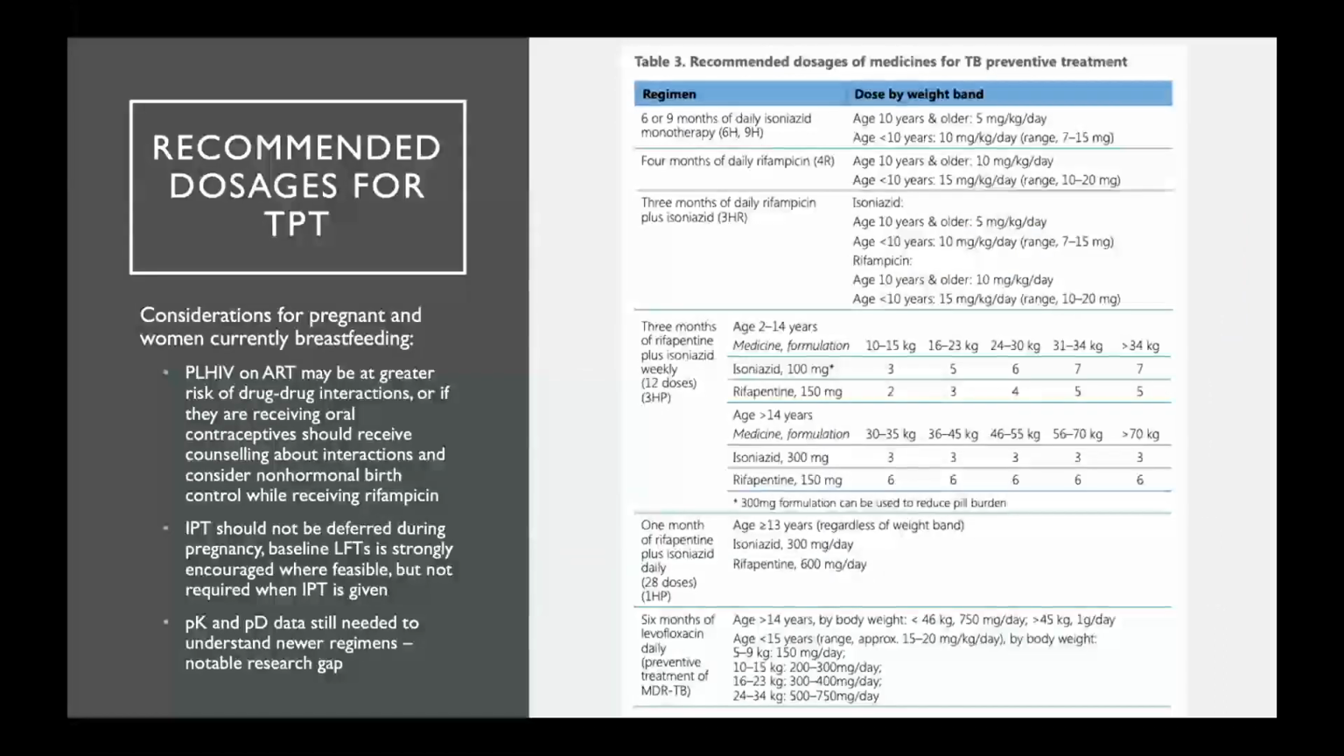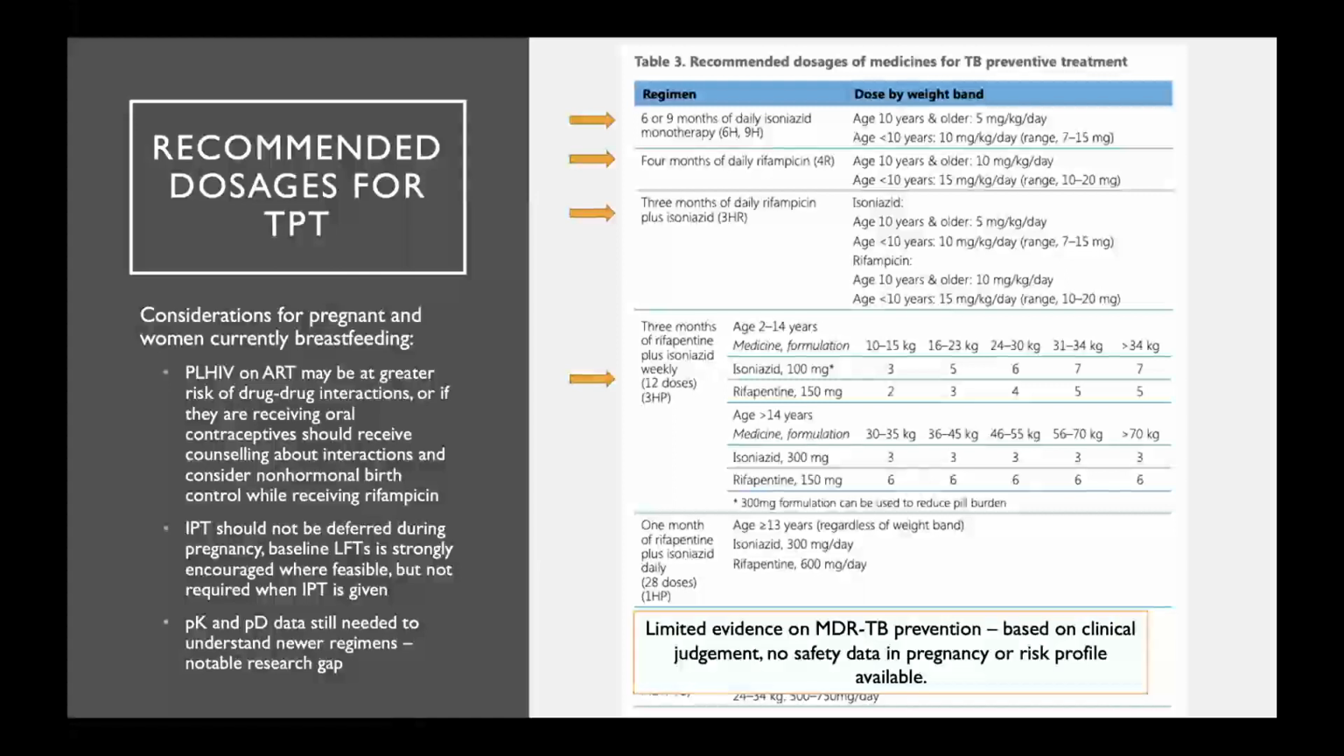Now coming to the specific regimens that are currently recommended, WHO recommends several regimens, which include 6 to 9 months of daily isoniazid monotherapy, 4 months of daily rifampicin, 3 months of daily rifampicin plus isoniazid, 3 months of weekly rifapentine and isoniazid, that is 12 doses, known as 3HP, and of course 1 month of daily rifapentine plus isoniazid, although we have less information on this particular regimen. We also have recommendations for MDR-TB, which I know a lot of people were curious about, but our evidence is quite limited, and it should be based on clinical judgment, as we have very limited information on its safety profile.